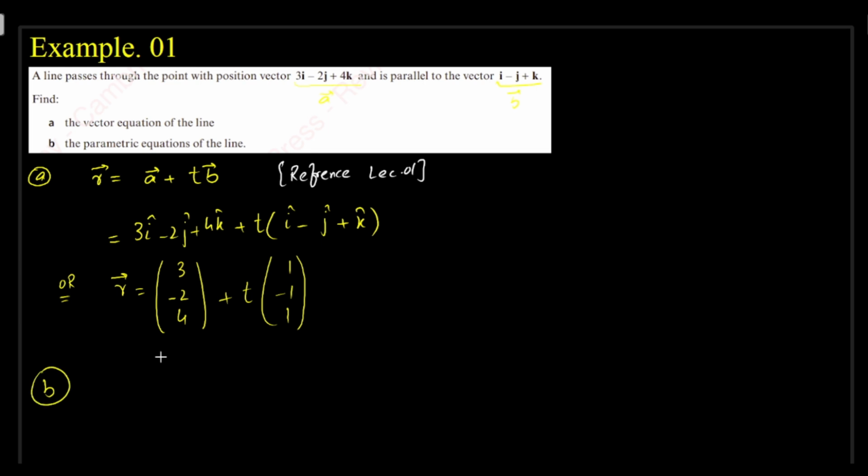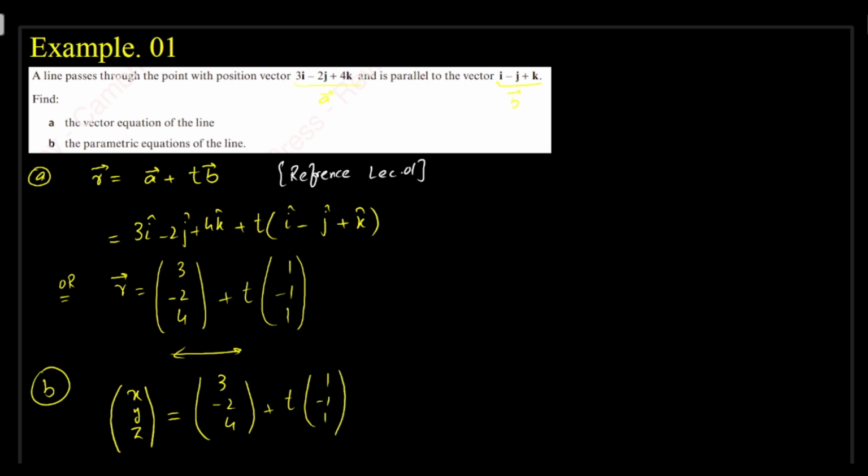Part B. Well, in part B, we have to find the parametric equations of this line. The parametric equation of the line can be calculated as follows. Here r vector is the position vector of an arbitrary point P(x, y, z) on the line. So r vector can be written as (x, y, z) equals (3, minus 2, 4) plus t times (1, minus 1, 1).